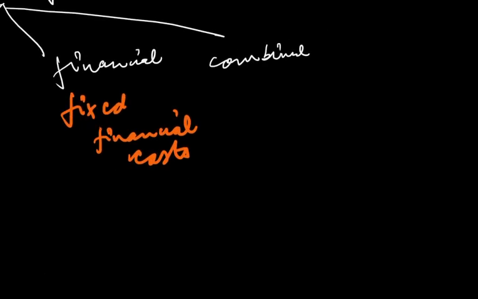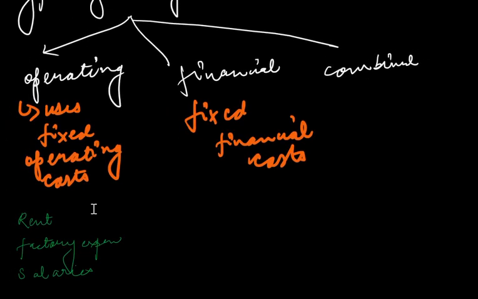Okay, now coming back to the combined leverage. Combined leverage is basically the combination of both, so it has the effects of both operating leverage as well as financial leverage. It tells us how the change in sales ultimately affects the earnings available to the shareholders. In simple words, the combined leverage measures the total impact of fixed operating cost and fixed financial cost together. That means it takes into consideration both the operating leverage as well as the financial leverage.